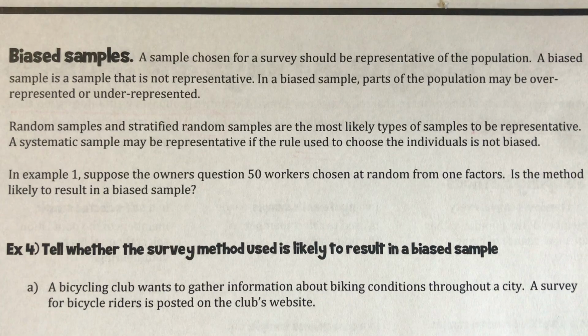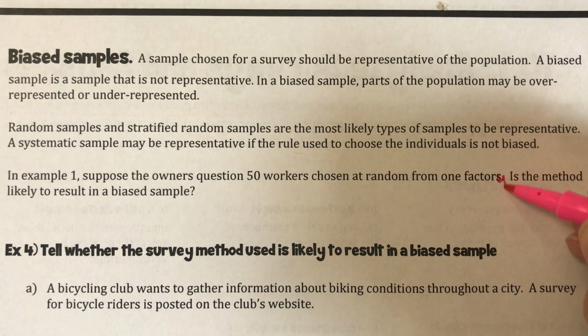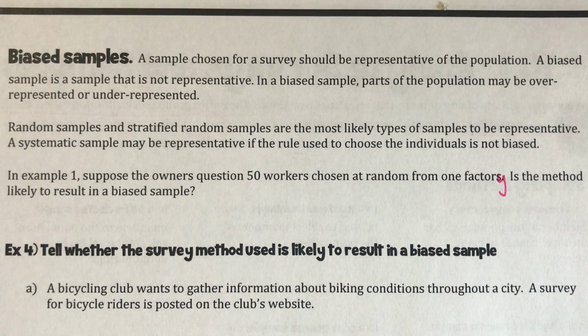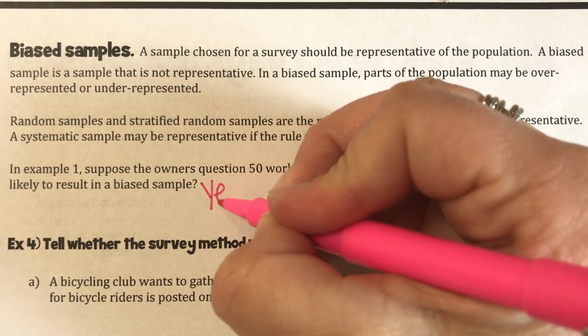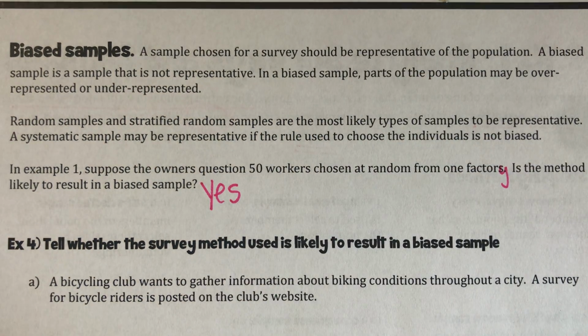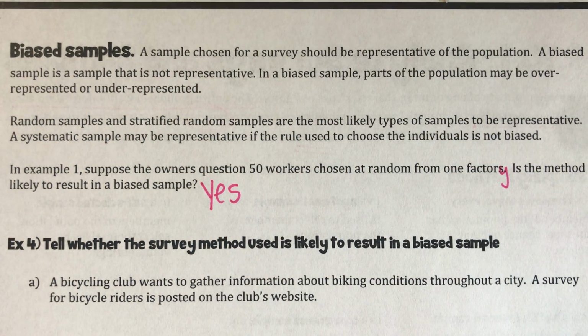A systematic sample may be representative if the rule used to choose the individual is not biased. So in example number 1, suppose the owners question 50 workers chosen at random from one factory. Is this method likely to result in a biased sample? What do you think if they're only asking people at one factory? Yes, that's likely to be biased because we're only asking one factory, right?